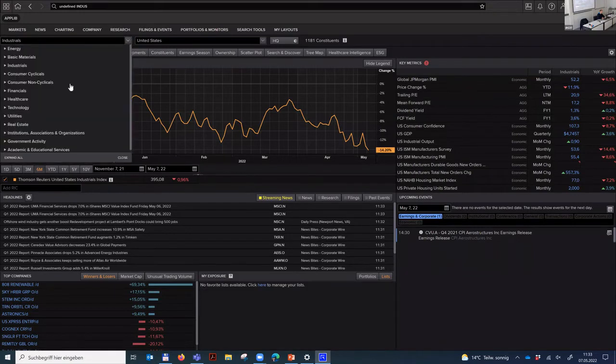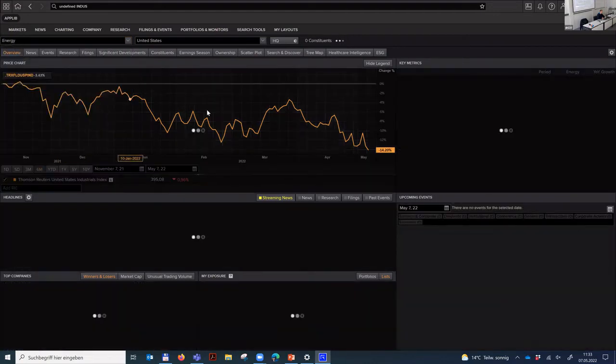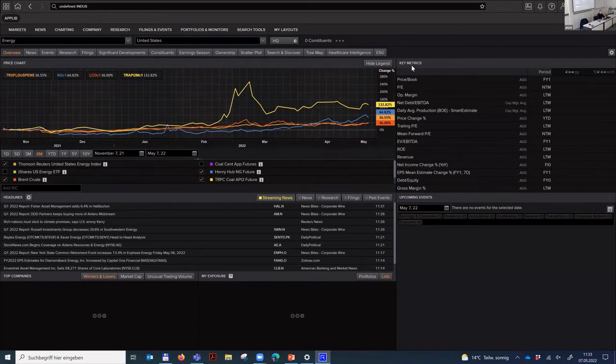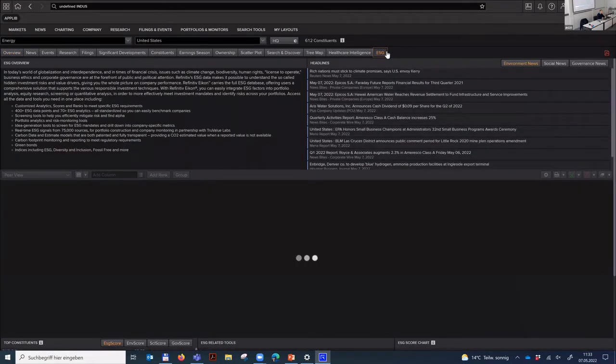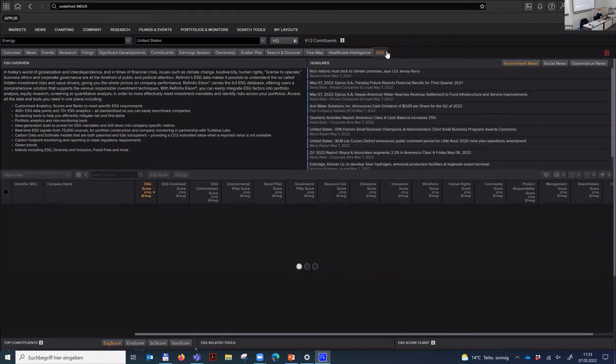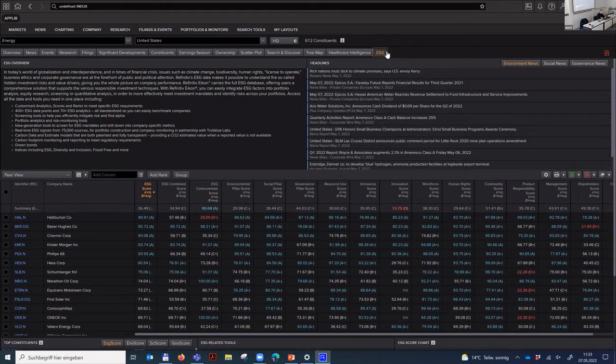Where is... flip to energy? In the industry selector, I flip to energy and will directly go on the right hand side down to ESG. I will explain later on why I do these steps. It usually takes some time, specifically when you're online in the Zoom call.